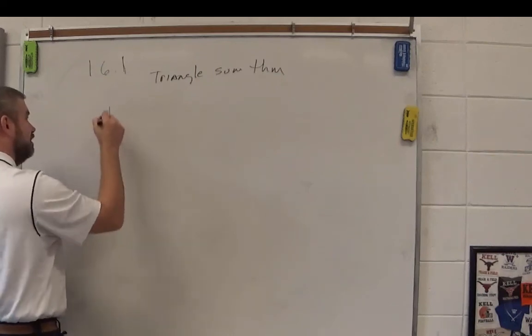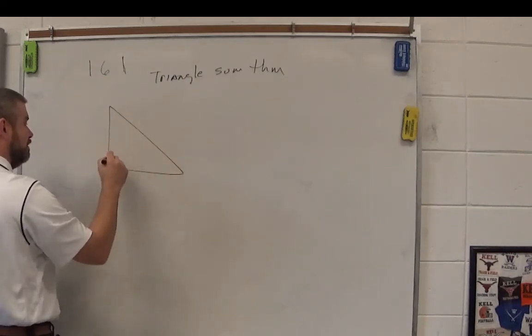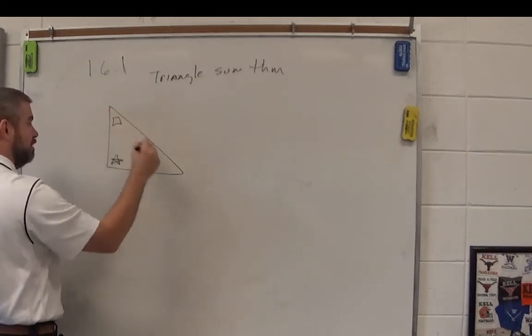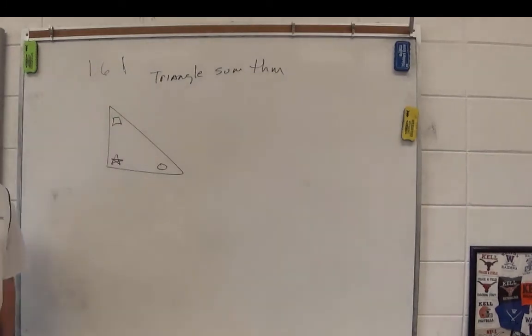Okay, hold on. I'm just going to use star, square, and circle to represent any 3 numbers. They could be any numbers, right? I don't want to put 30, 60, 90 in there because it works for any numbers. It also works for 45, 45, 90, or 100, 40, and 40.